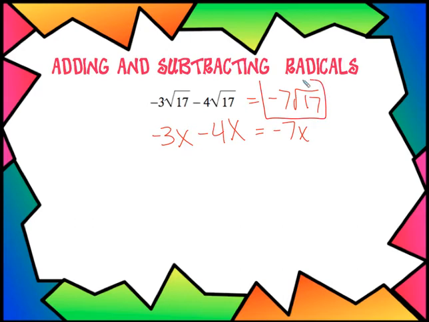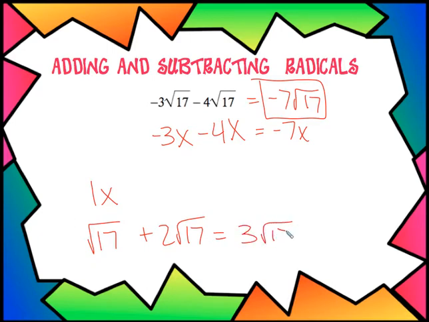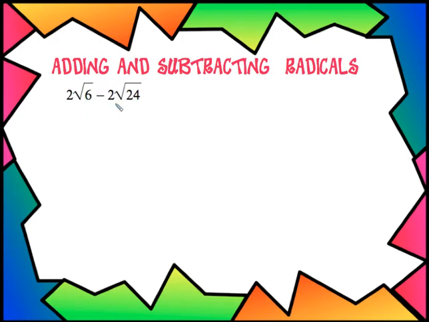This is your answer. So just like variables, if you have just an x, remember we imagine there's a 1 here. It's an implied 1. So if I just had a radical 17, you imagine there's a 1 out here. So if I do radical 17 plus 2 radical 17, that would equal 3 radical 17, because there's that imaginary 1 out here that you add with this coefficient. That only works if your radicals are the same. So on this one, they're not the same. We cannot put those together. It does not matter if the outside number is the same.